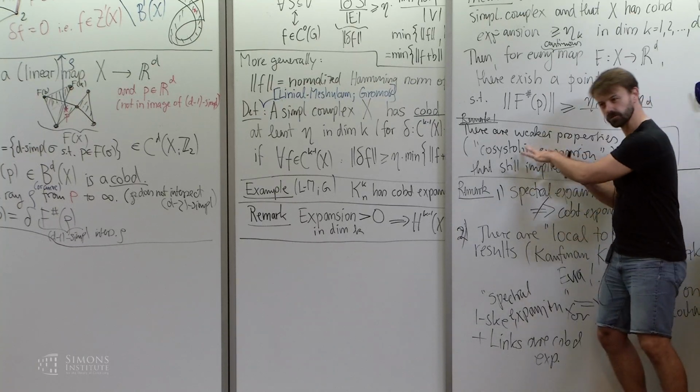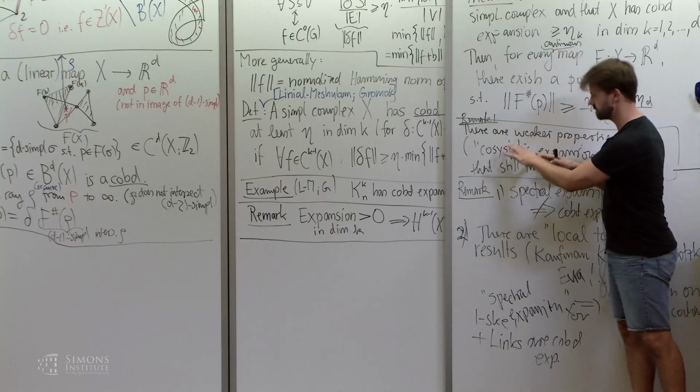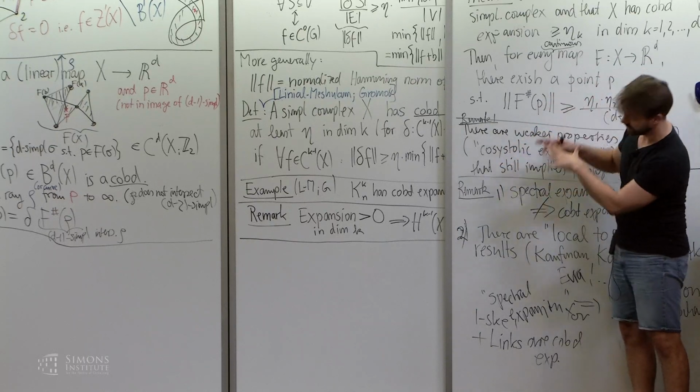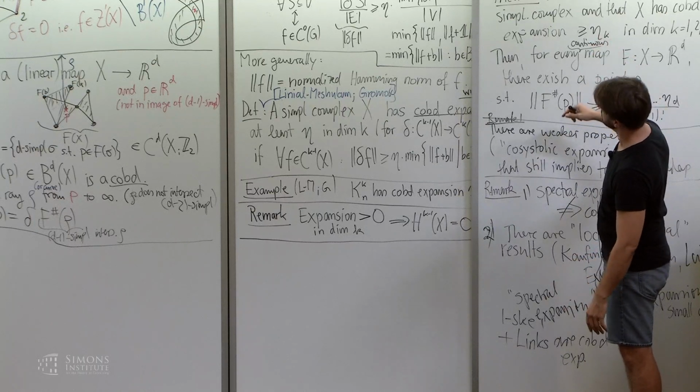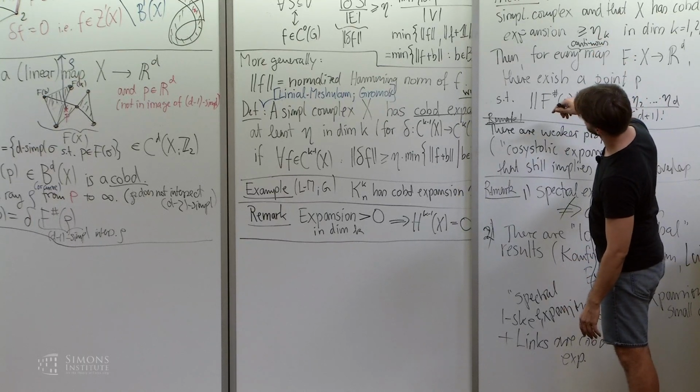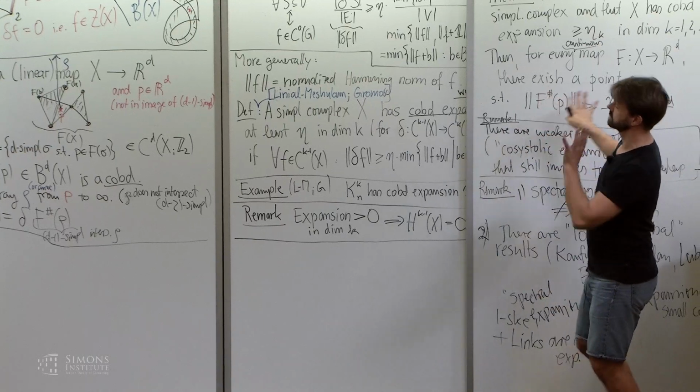Maybe I can at least say it in words. Cosystolic expansion means actually a co-isoperimetric or an isoperimetric. Well, actually, I shouldn't say this because I'm using more words than I should have. Anyway, never mind. Let me not say it.